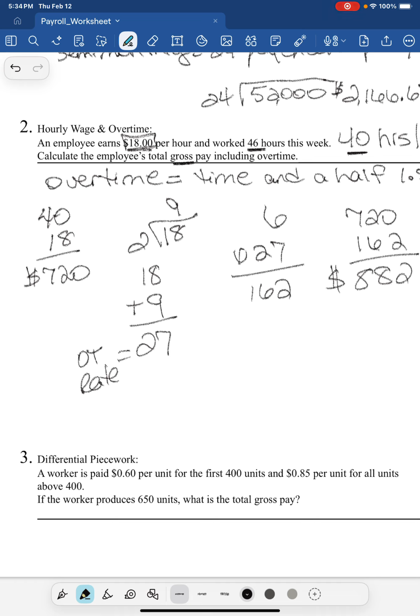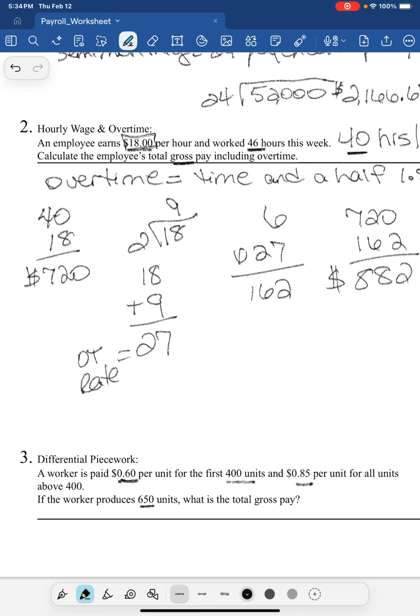This says a worker is paid 60 cents per unit for the first 400 units and 85 cents per unit for all the units above 400. Okay, because you'll see differential piecework work like that a lot. Like what they sort of expect the basic average employee to get done will be at a lower rate. And then if you're really sort of excelling, you can make a little bit more.